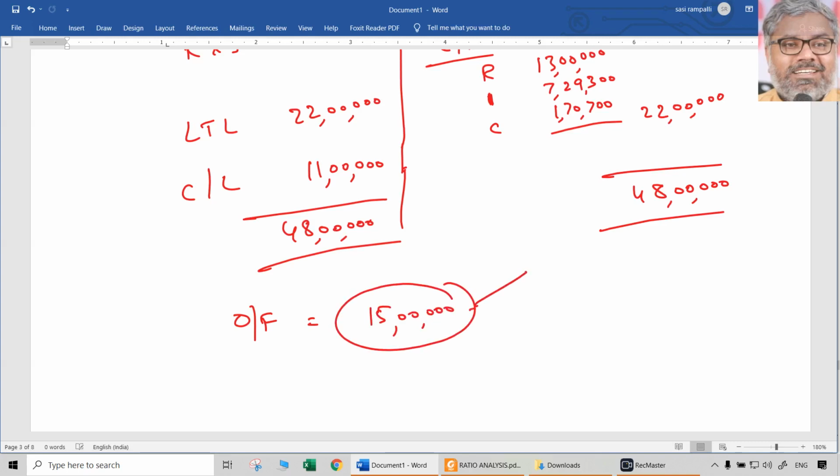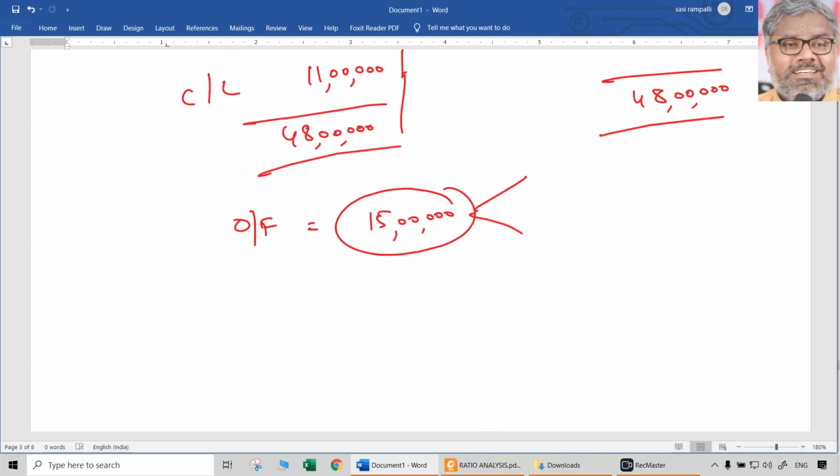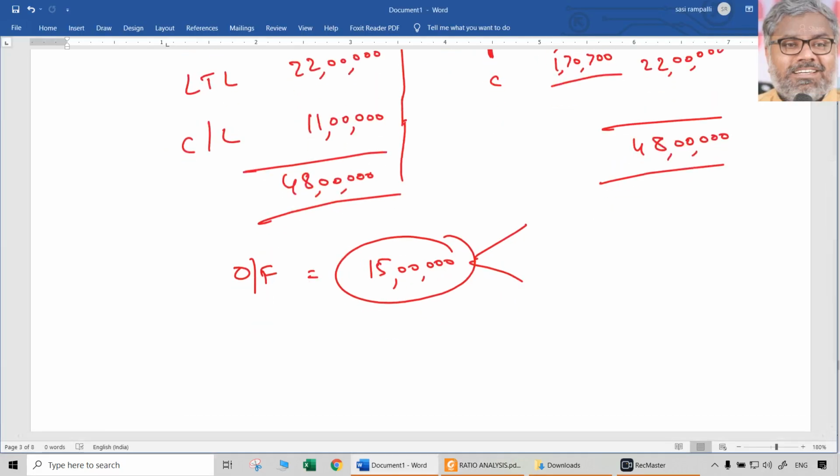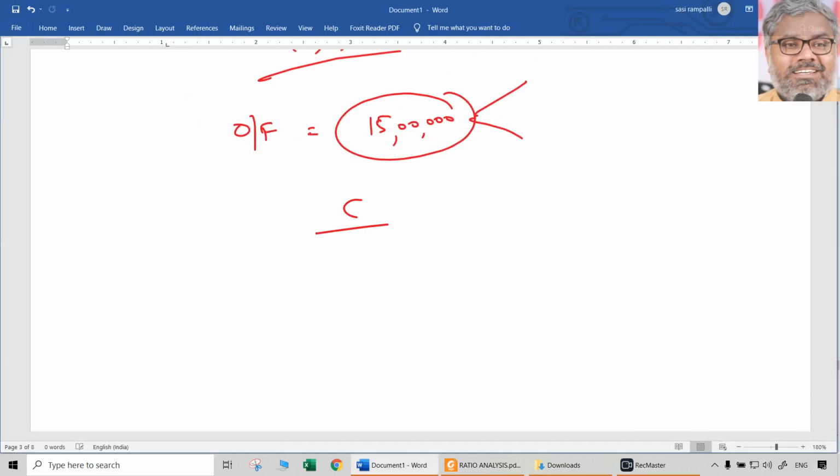Within this only, some portion is capital, some portion is reserves and surplus. How much is that? Simple. Divide that into 1:4. That is, capital to reserves and surplus is 1:4. So capital divided by reserves and surplus is equal to 1/4. Do it on paper. Don't just jump to conclusions. So naturally, capital will be how much? Or you can say reserves and surplus will be how much? Easier way is that reserves and surplus are 4 times of capital.